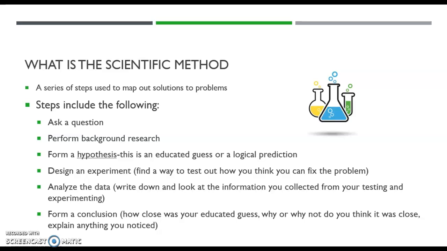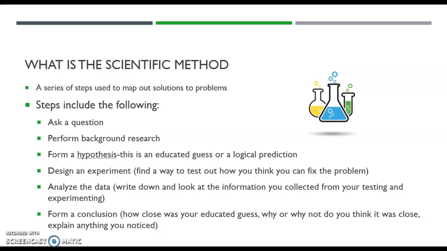You might see a few different versions of the scientific method if you look it up on Google, but these are the key parts. You start with asking a question or finding a problem, something that you want to fix or make better. Then you do a little background research. We find some background information so that we know more about the topic, and what we can figure out that might give us some clues for how we're going to solve it.